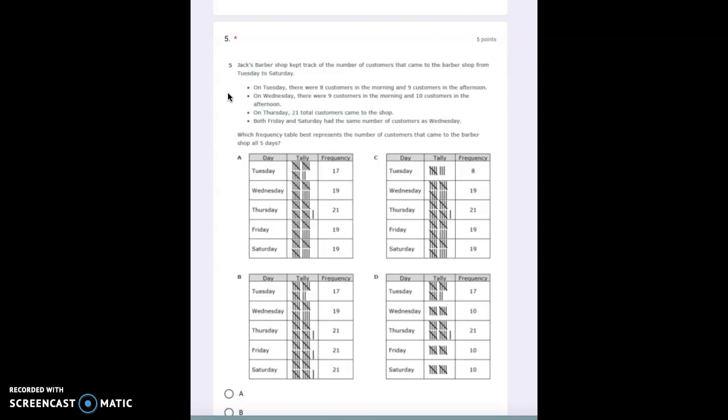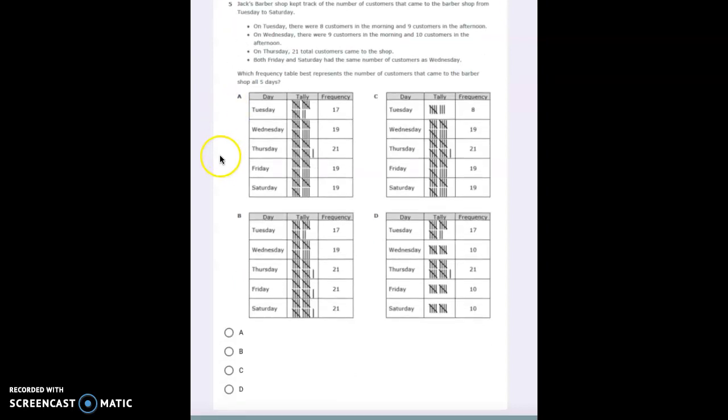Which frequency table best represents the number of customers that came to the barbershop all 5 days? A, B, C, or D? Pause and answer the question.